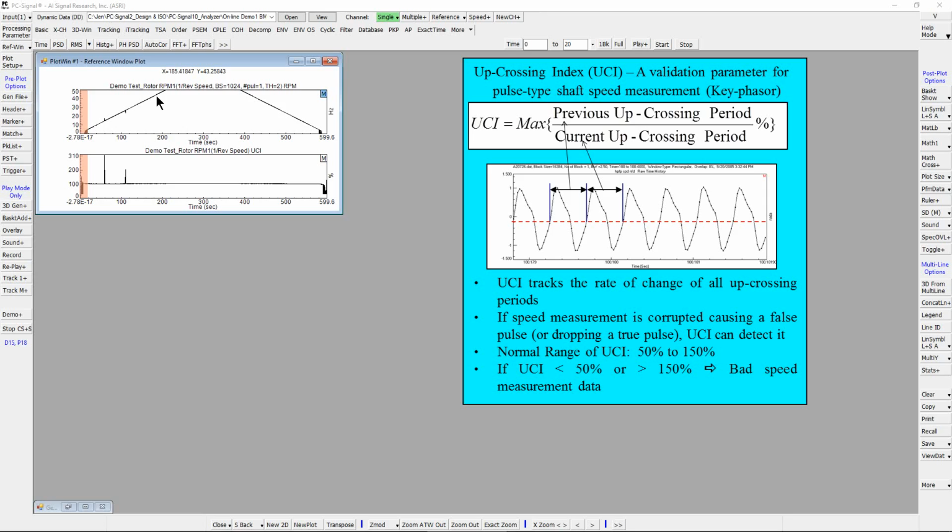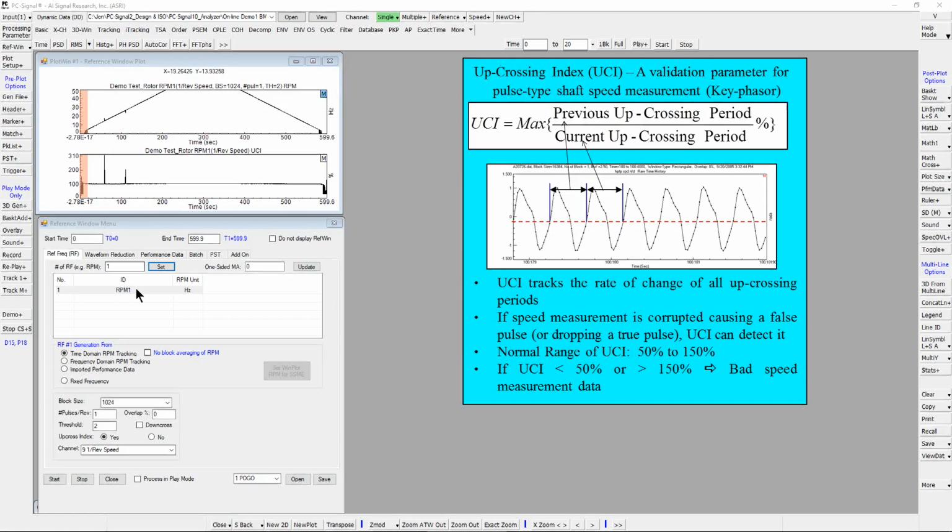the first plot of this reference window shows the RPM profile of a test. Let's bring up the reference window menu. Its RPM is generated by using time domain RPM tracking from its speed measurement. Block size 1024, 1 pulse per revolution, and threshold level for upcrossing is 2. Since the upcrossing index is turned on, it is shown in the second plot of the reference window.